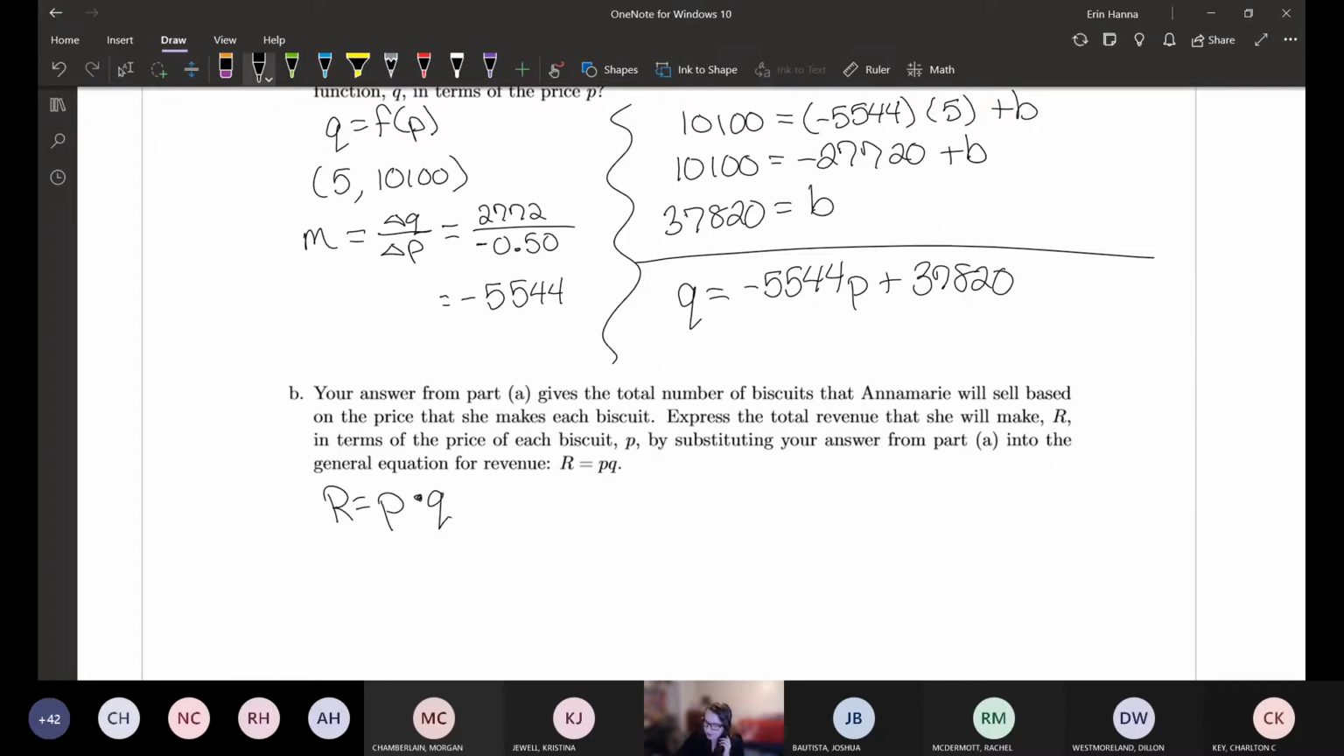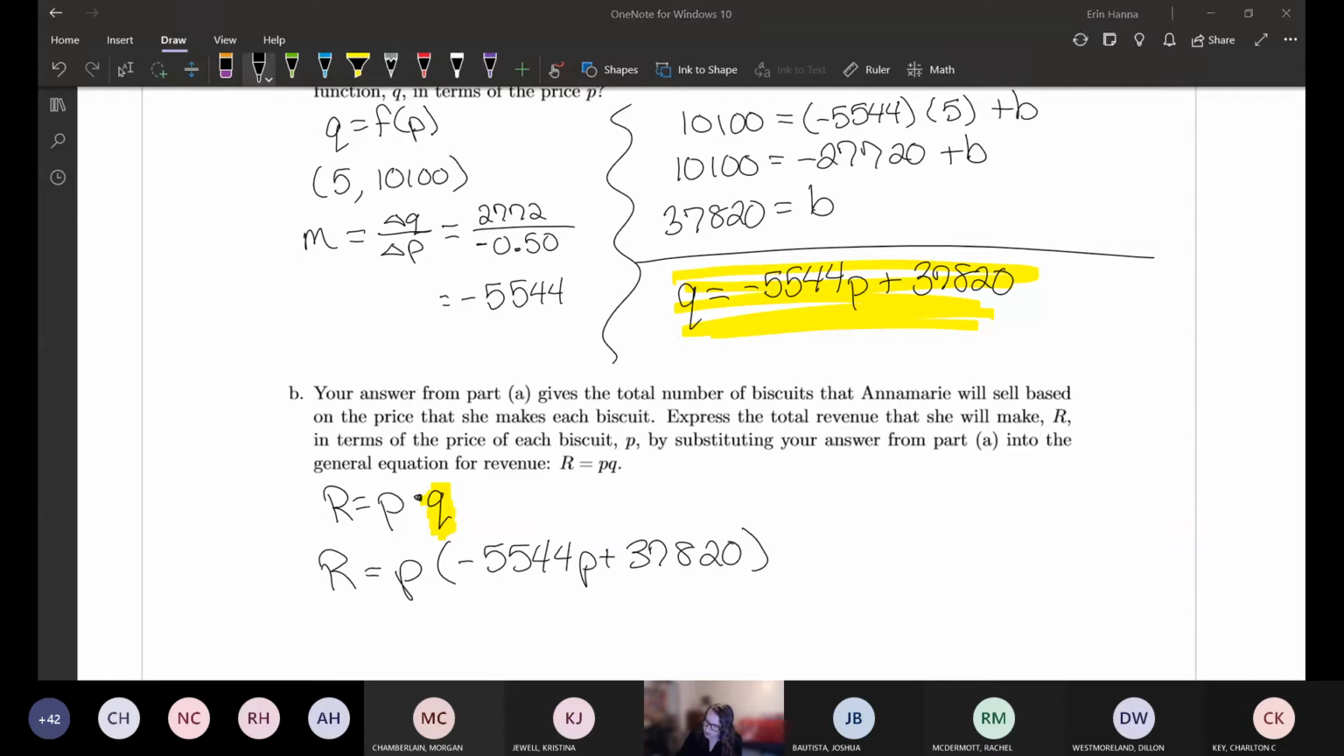And essentially what is happening here is we're going to take this Q and replace it with what we just found Q to be equal to. So we're going to have that revenue equals price times that equation. And then the last step you really should do is to distribute that P value through. So negative 5544 P squared plus 37,820 P.